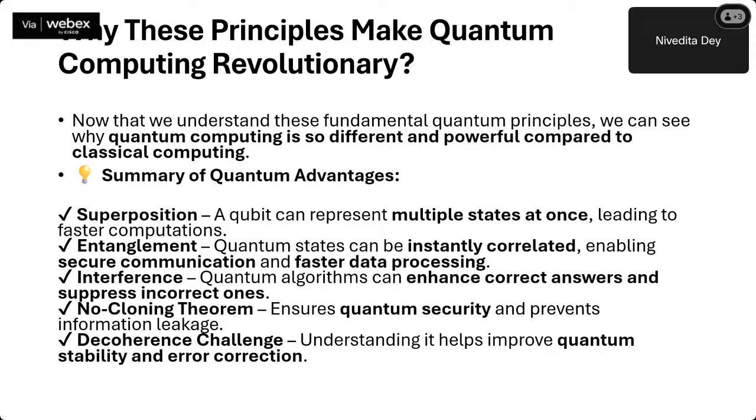this is why these principles make quantum revolutionary. The summary of quantum advantages: superposition, followed by entanglement, followed by interference, then no-cloning theorem and decoherence.